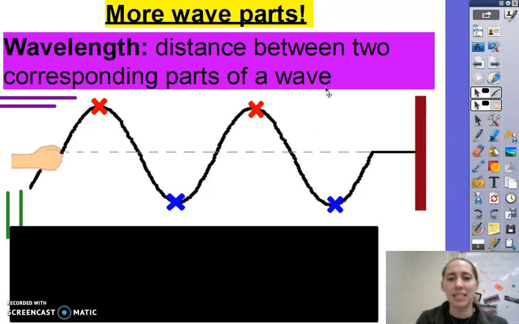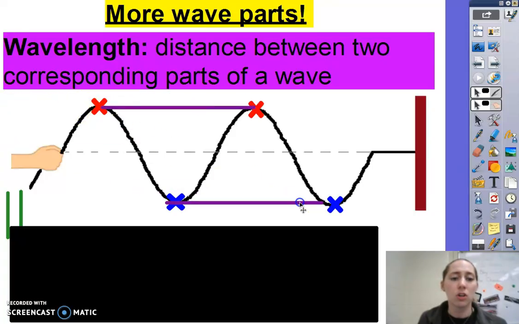Wavelength is exactly what it sounds like. It's the length of the wave. You measure this by measuring the distance between any corresponding parts of a wave. It's easiest to go crest to crest or trough to trough, but you can do it from any point in the wave. Just make sure that you're going all the way to that same point on the wave, not just halfway, which is why it's easier crest to crest or trough to trough.